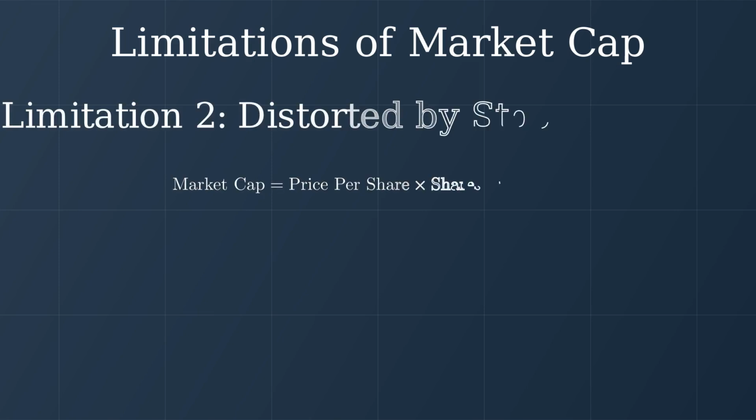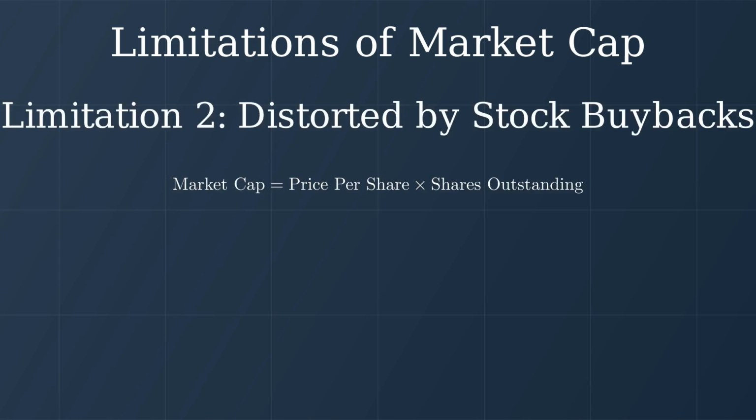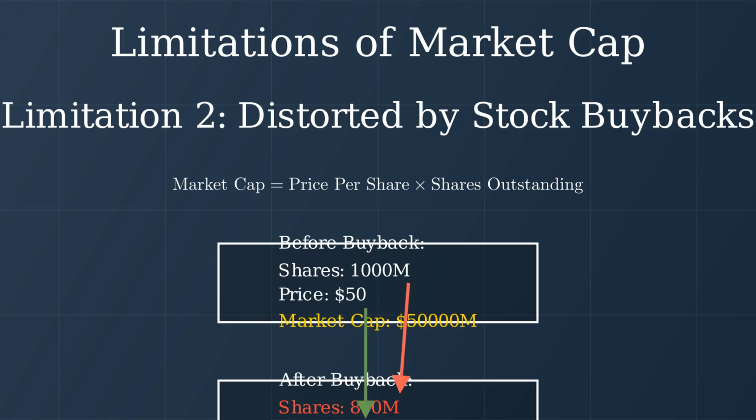Market cap can be distorted by stock buybacks, which reduce the number of outstanding shares. When a company buys back its own shares, the reduced share count often leads to a higher stock price. This can artificially inflate the market cap relative to the company's actual operations. This can create the illusion of increased company value, even when there's no improvement in business operations.